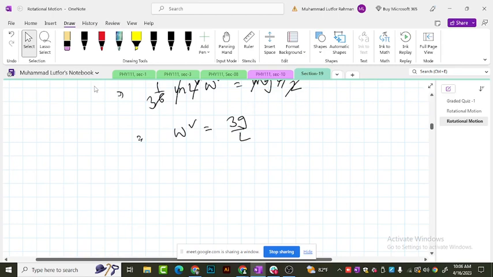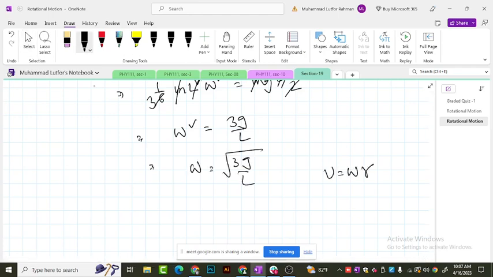Why am I finding out this omega? Because I want to find out v, which is omega r, using that formula. If I can find out omega, I'll be able to find out the v, because I am to find out due to that rotation at what velocity it is going to strike over here. I'm looking for the v. So I can find out the v if I can find out the omega. That's why I find out the omega over here.